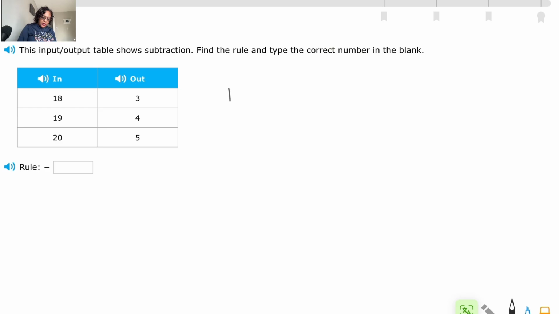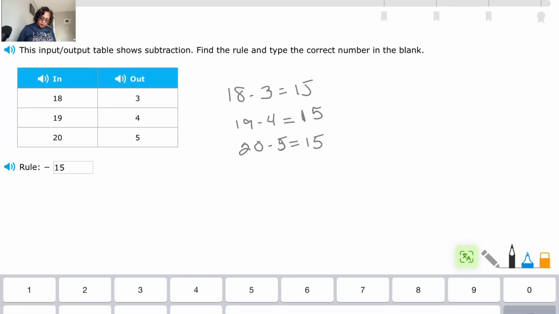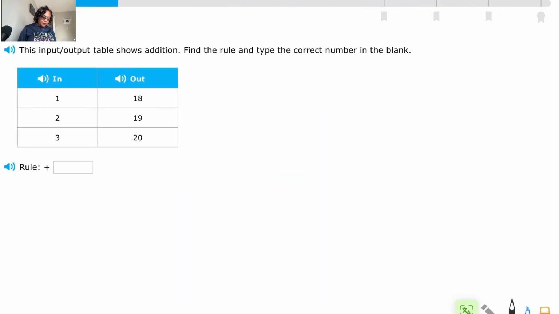So I can do 18 minus 3, which is equal to 15. That's a 5. 19 minus 4, which is also equal. I just need to be super deliberate with my 5 for 15. And then 20 minus 5 equals 15. And then I can type that in, 15. One more. So this one shows addition.